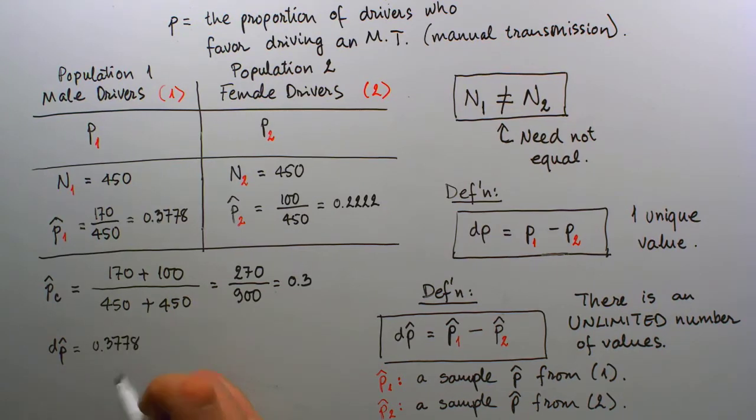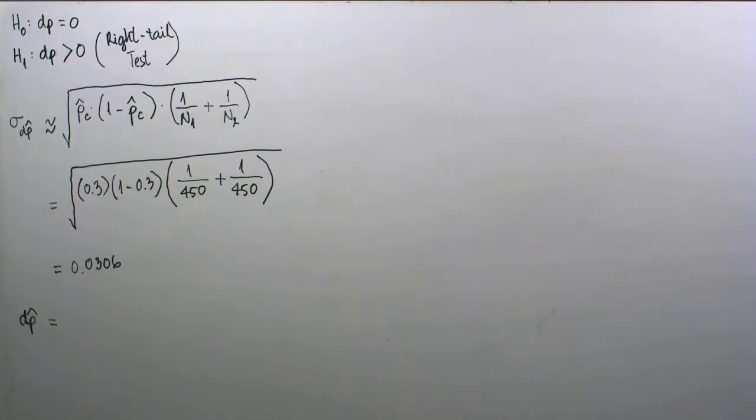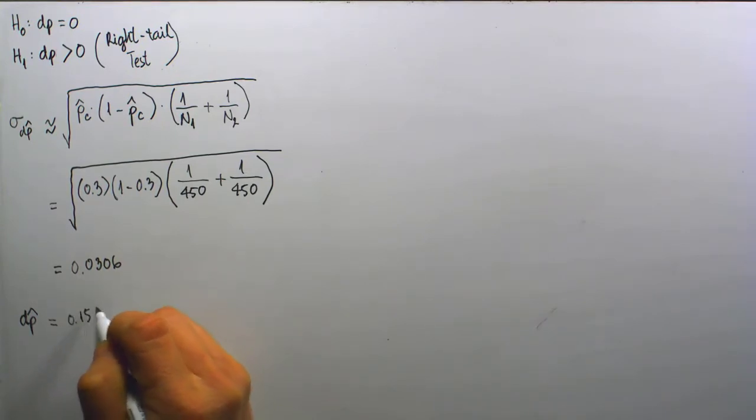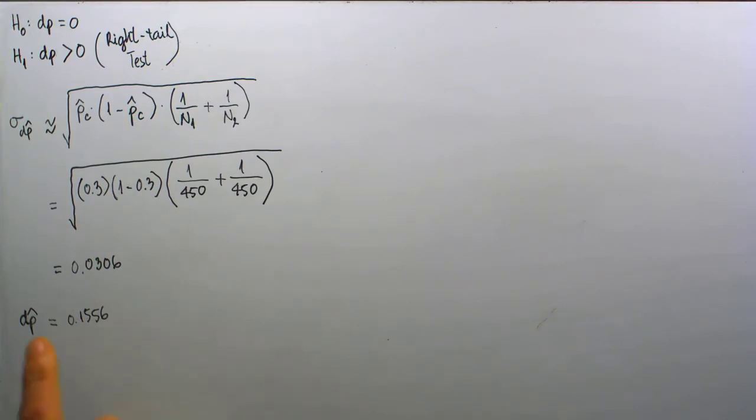0.3778, I'm subtracting 0.2222. So this is our dp hat value, and it's only one among infinitely many other dp hat values out there. So final calculation of mine came out for this dp hat value to be 0.1556. And so now back on this writing board of mine right here, dp hat can now be listed as 0.1556 as a positive value. And so this is now our sample value as a sampling difference between the two sample proportions.